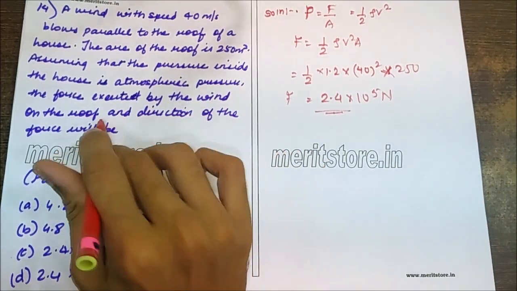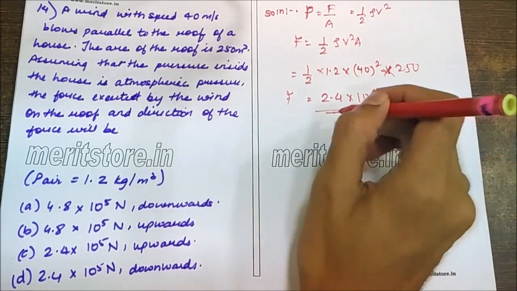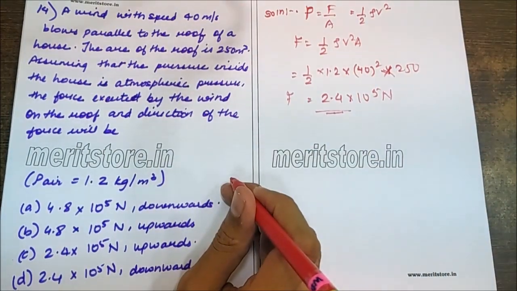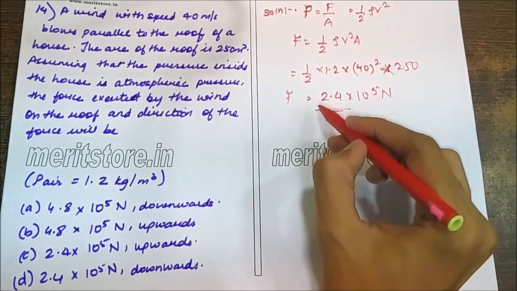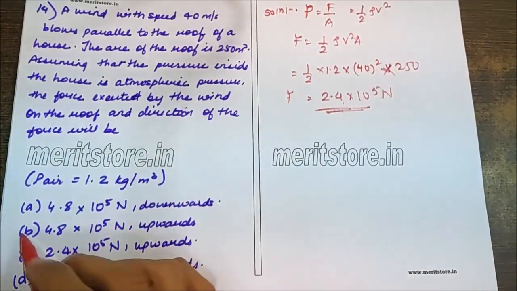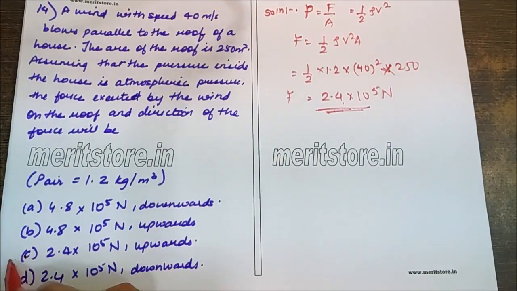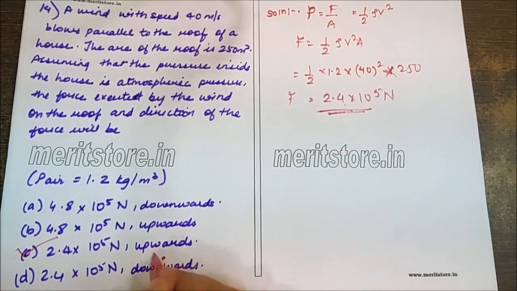That is the pressure applied by the wind on the roof, and the net force acting on the roof will be in the upward direction. So this much force, 2.4 into 10 to the power 5 newtons, is applied in the upward direction.